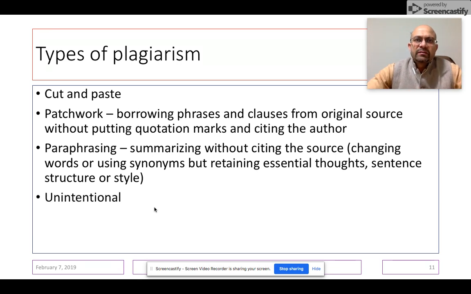Most of the time, plagiarism is unintentional, but you should avoid it; even if it's unintentional, it's not pardonable.